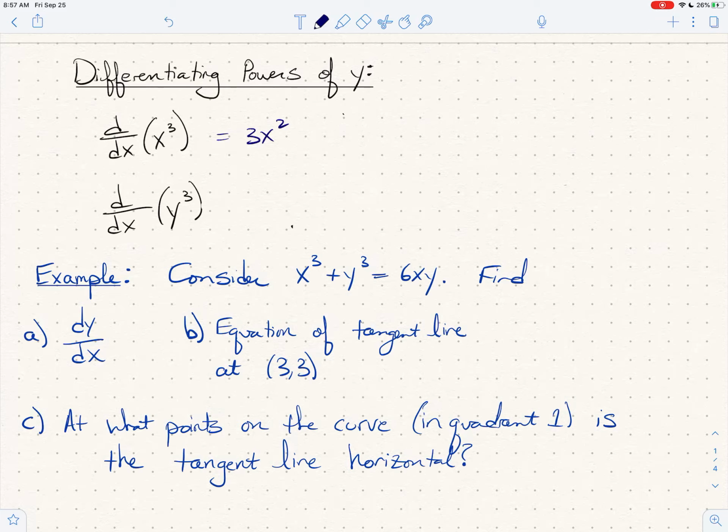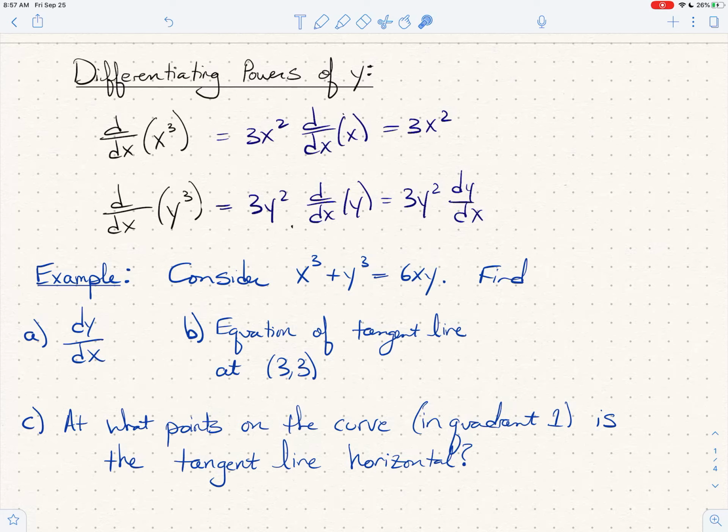But if you want to help implicit differentiation make sense, you can think about it as 3x squared times the derivative of x, but the derivative of x with respect to x is just 1, and so you get out 3x squared. Versus if I want to take the derivative of y cubed, I would say, well, that's just 3y squared times d dx of y. Well, d dx of y is exactly dy dx, so I get out a 3y squared dy dx.